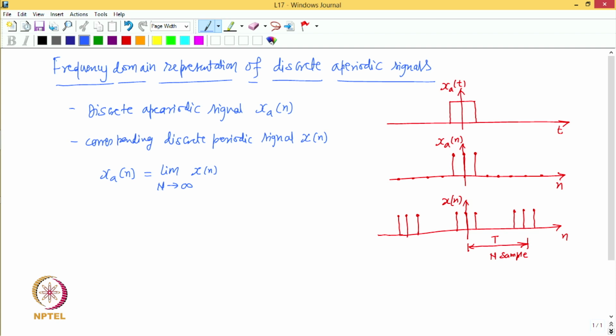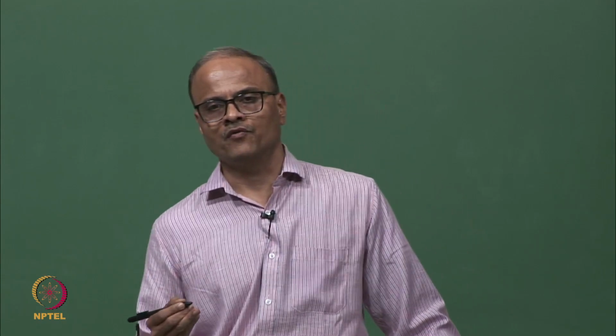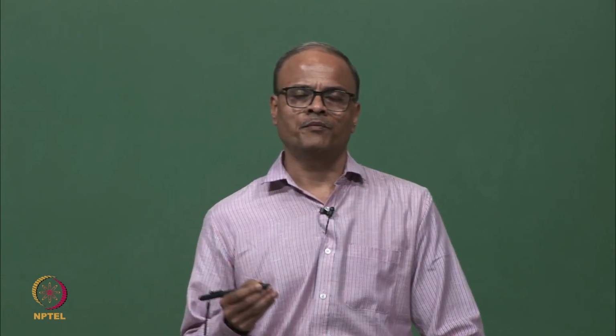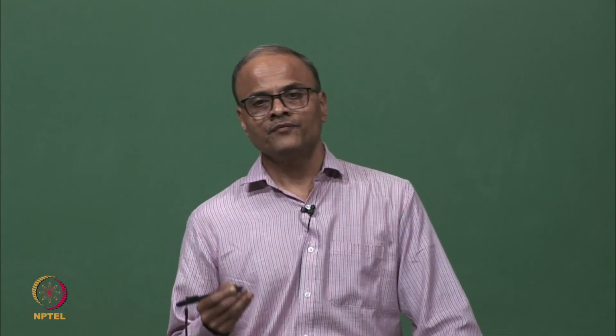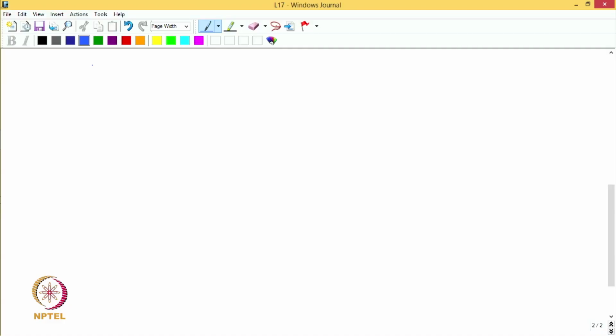Now for x[n] we know the discrete Fourier series, which is the frequency domain representation of x[n], and by taking the limit of that DFS we hope to obtain the Fourier representation of the discrete aperiodic signal. So let us do that on the next page.